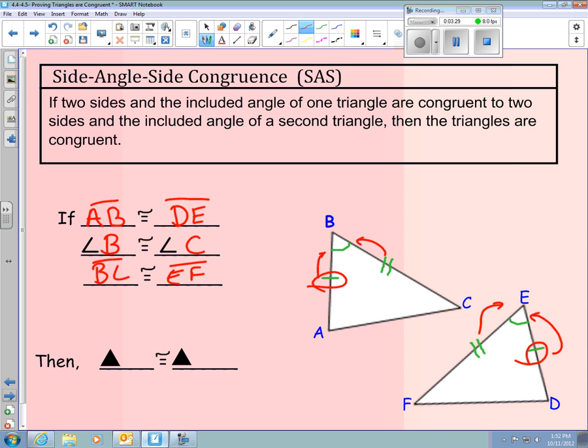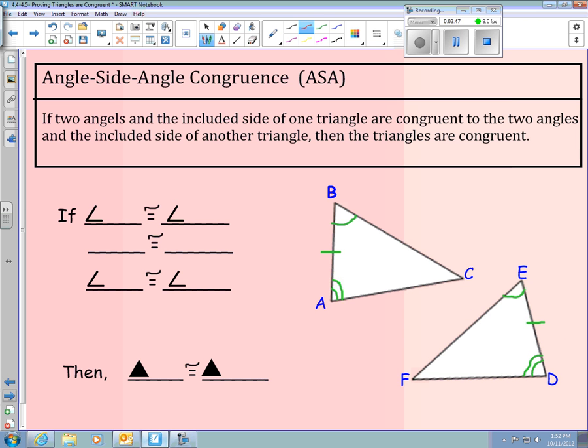If those three things are all congruent, then we know that our triangles will be congruent. So ABC is going to be congruent to DEF. So then that angle is sandwiched between the sides. All right, so we have two more that we're going to talk about. Angle side angle congruence.